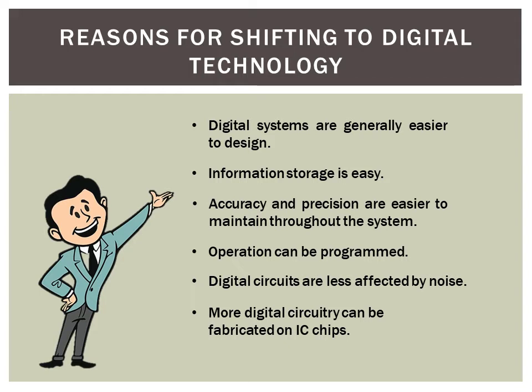Number 6. More digital circuitry can be fabricated on IC chips. It is true that analog circuitry has also benefited from the tremendous development of IC technology, but its relative complexity and its use of devices that cannot be economically integrated have prevented analog systems from achieving the same high degree of integration.